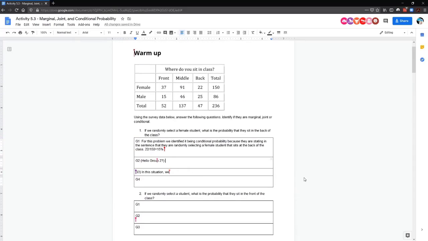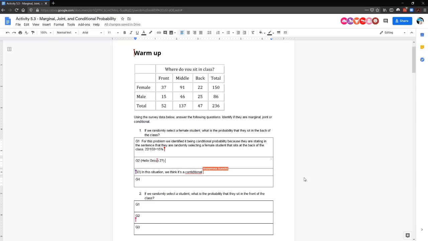So okay, Asbede, can you tell me, you picked 22 out of 150. Can you tell me why you chose 150? Because that's the total out of all the females. Okay. And then Sarah, why 22 and not like 47 or something like that? Because it says right there, females. That said in the back, it says 22. It kind of tells you.